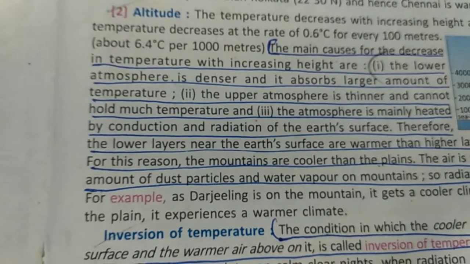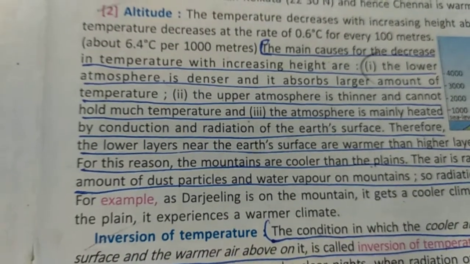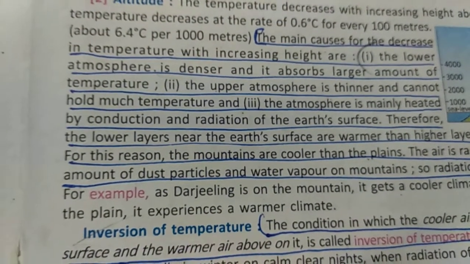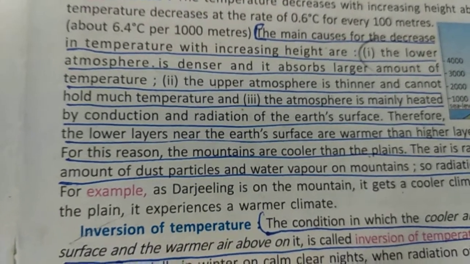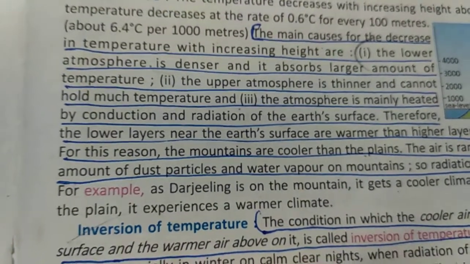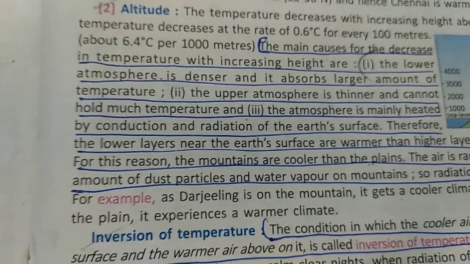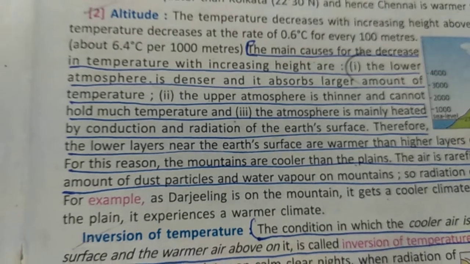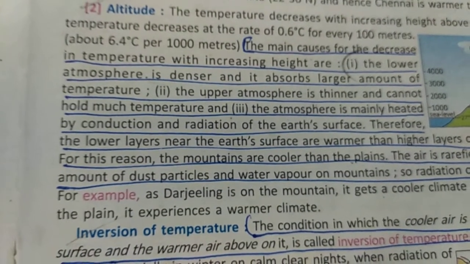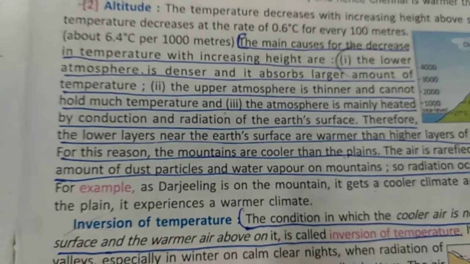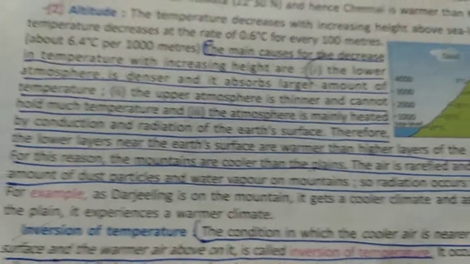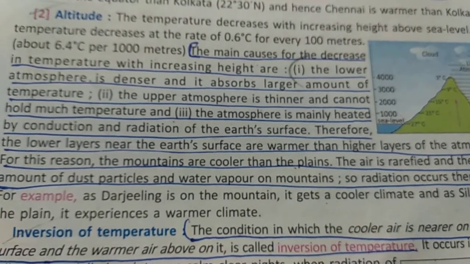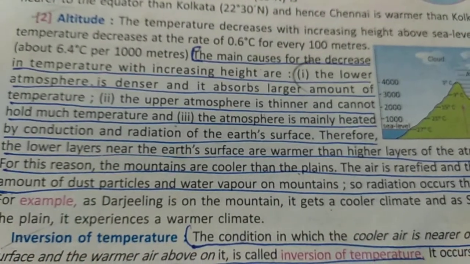The atmosphere is mainly heated by conduction and radiation of the Earth's surface. That means the radiation and the conduction that is being given out by the earth makes the lower altitudes atmosphere hotter. Then the lower layers near the earth's surface are warmer than the higher layers of the atmosphere. This is the reason why mountains are cooler than plains.